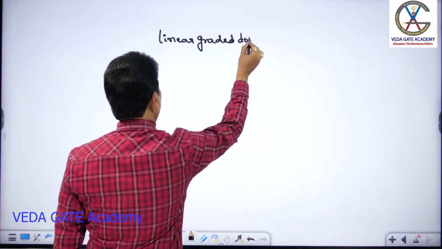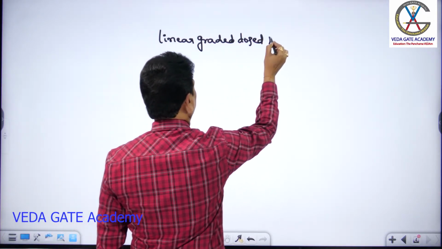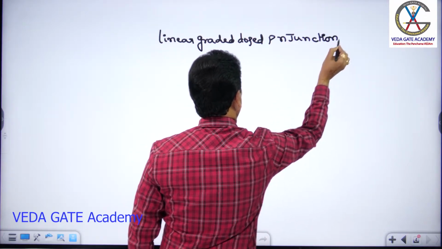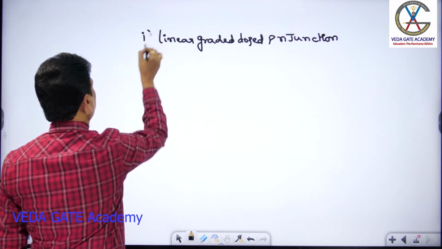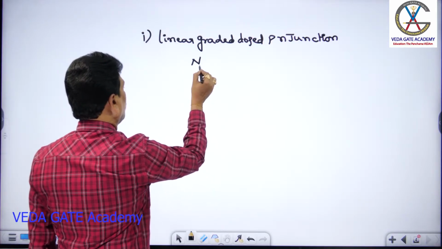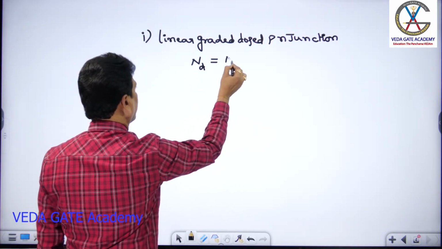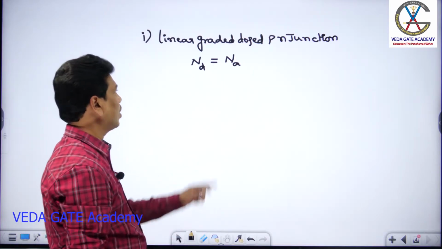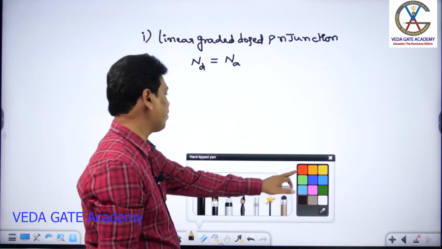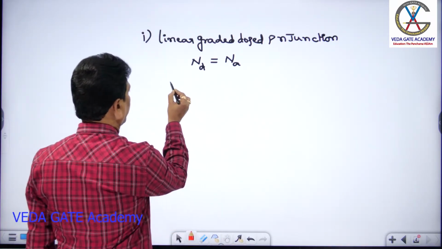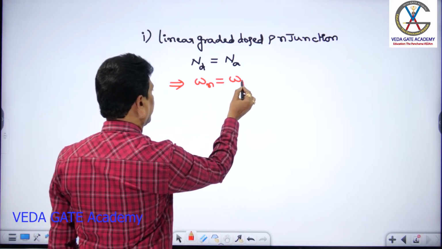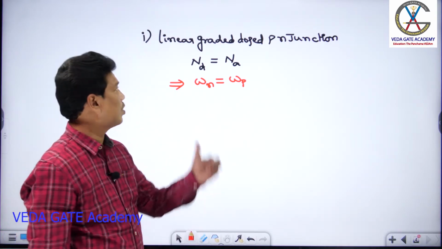Linear graded doped PN junction. So this is one of those cases where, remember, the doping order on the P side and N side should be the same. That is, the doping condition of N and P side is the same, meaning Nd equals Na. So automatically the width of the barrier on the N side should be the same as the width of the barrier on the P side. This is one of the cases.